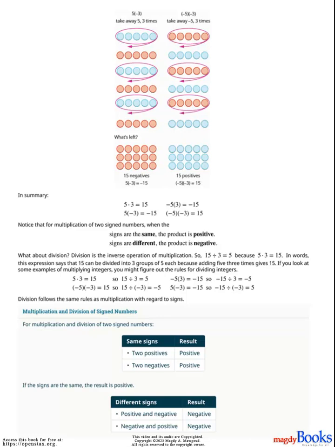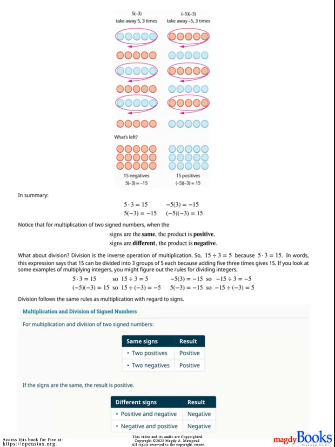Negative 5 multiplied by negative 3: take away negative 5, 3 times. What's left? 15 positives. Negative 5 multiplied by negative 3 equals 15.